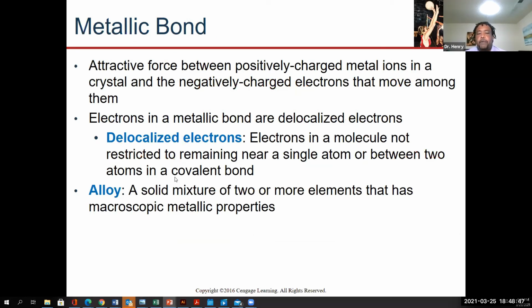The last thing I want to talk about is metallic bonds. We've talked about ionic bonds, polar covalent bonds, and non-polar covalent bonds, and now we're going to talk about metallic bonds. Metals can form bonds. Actually, metals form bonds together because that's how we get chunks of metal.